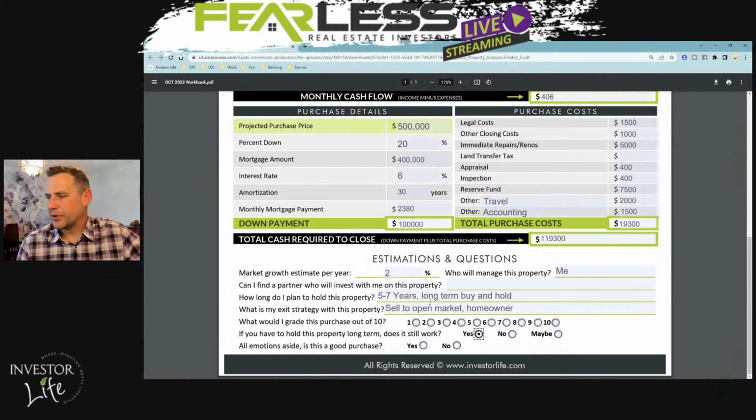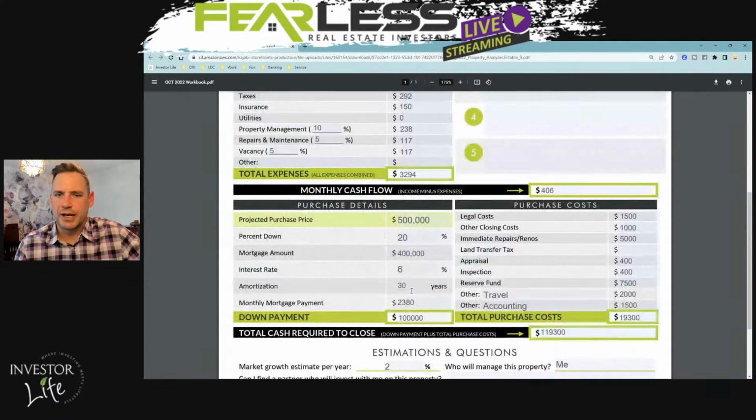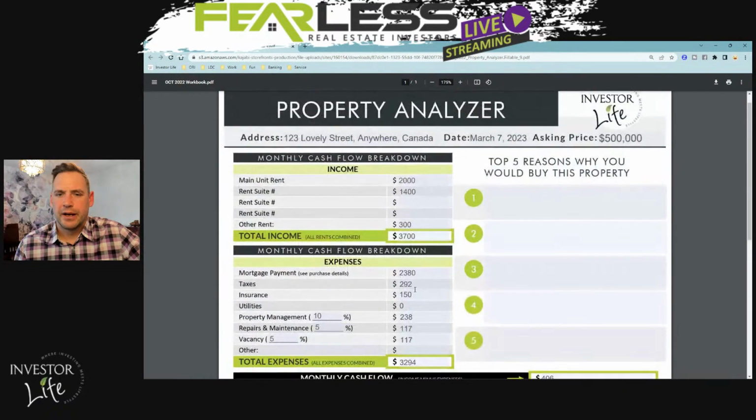So before we fill out the rest of our estimations and questions, guys, we're going to go up to the top and fill out a very important section of this property analyzation sheet. And that is the top 5 reasons why you would buy this property. Now, here's mistake number 4 we're going to bring out today that I see a lot of investors making when it comes to analyzing a property. And that is they don't fill out this section. So I ask them, what are the top 3 or the top 5 reasons? Tell me why you are considering buying this property.